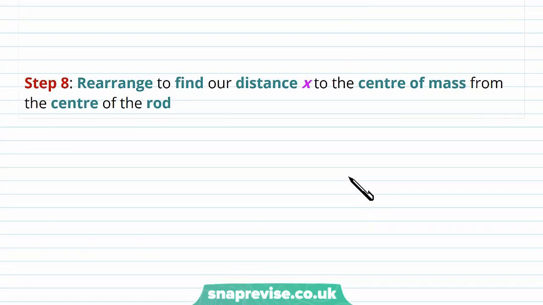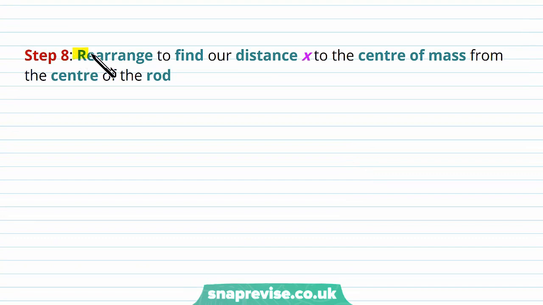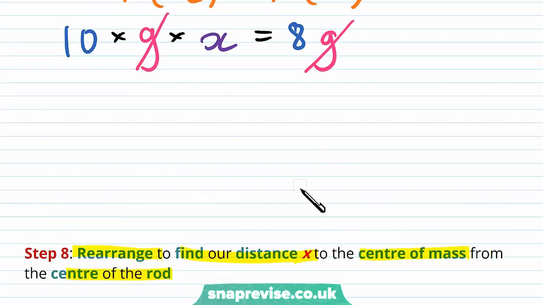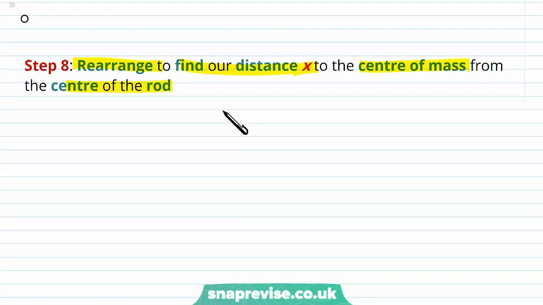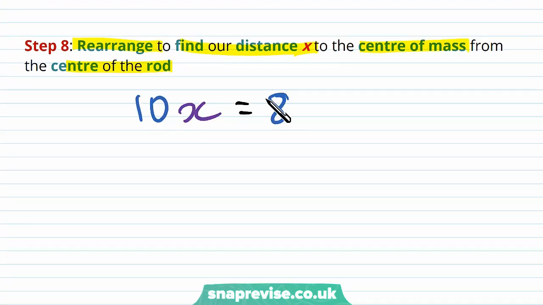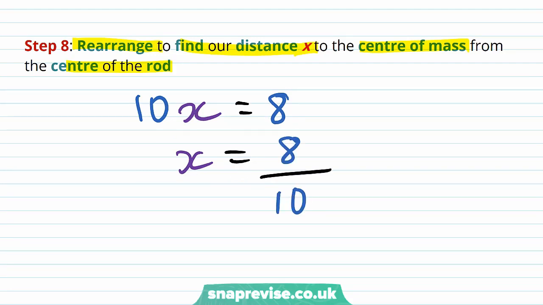This takes us on to our last step, which is to rearrange to find our distance x to the centre of mass from the centre of the rod. We've got the expression that 10x is equal to 8. So to find x, we simply have to divide 8 by 10. And this gives us a value of x, which is 0.8 meters.